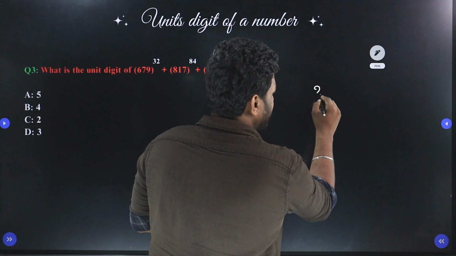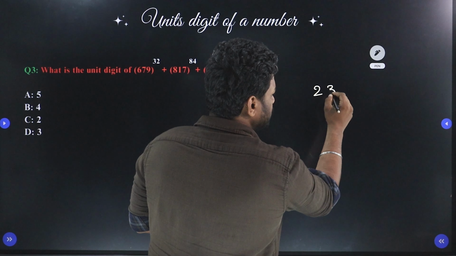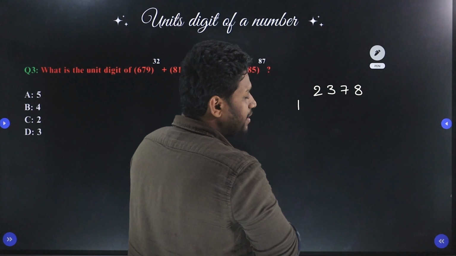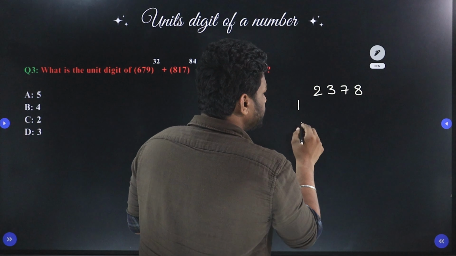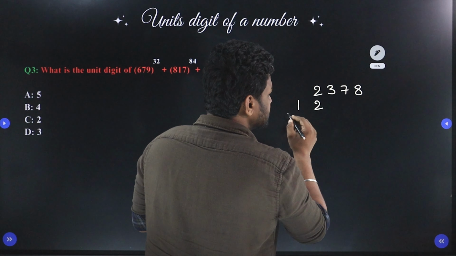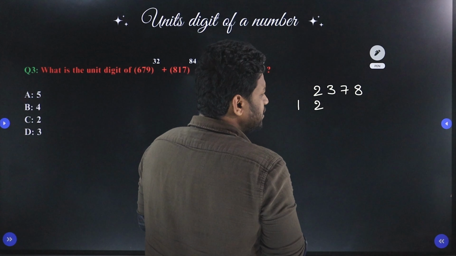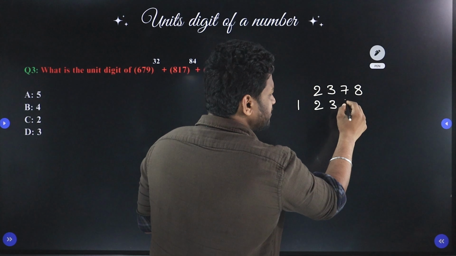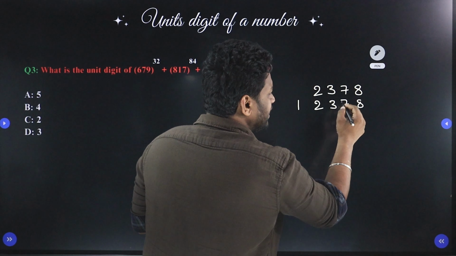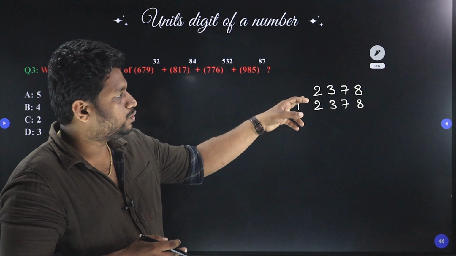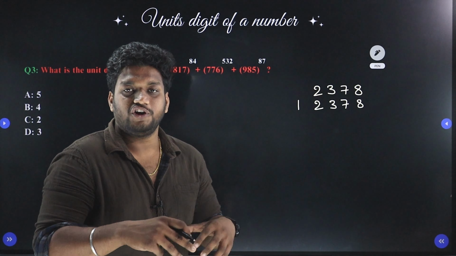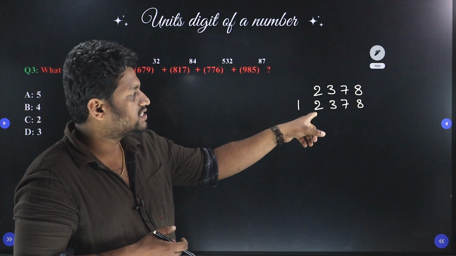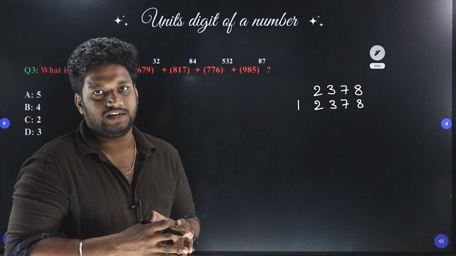Yesterday we took the table for 2, 3, 7 and 8. Now if I get remainder 1, then what do I have to take? I have to consider the same number, which is 2. If I get remainder 1 for 3, I'll consider the same number 3. For 7, it will be 7. For 8, it will be 8. So for 2, 3, 7 and 8, if the remainder is 1, you'll consider 2, 3, 7 and 8 only.